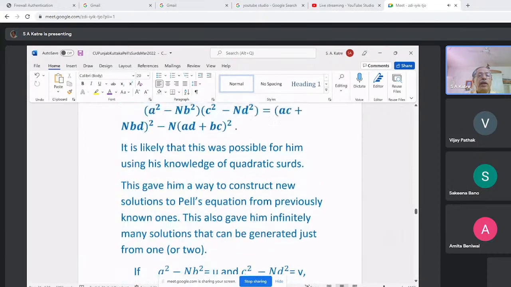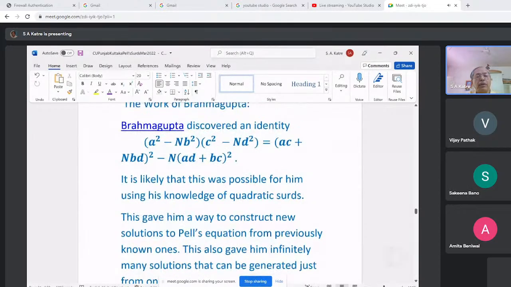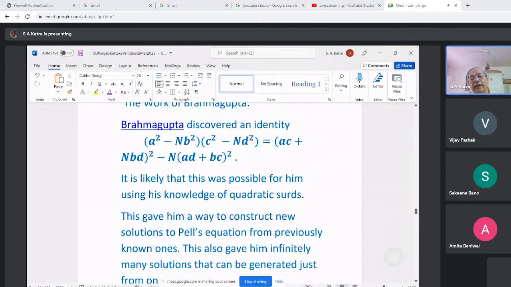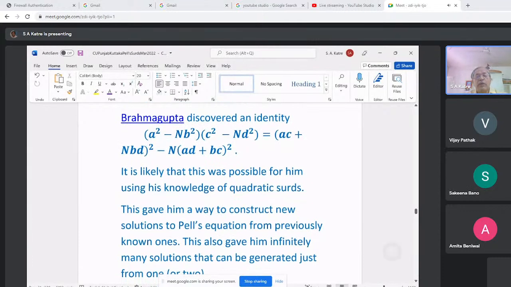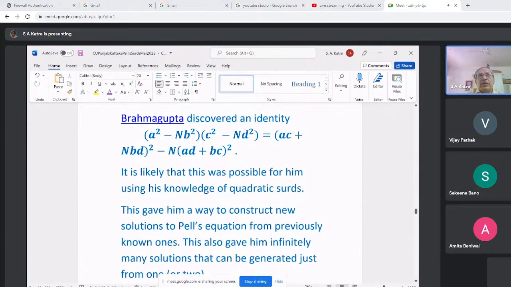Okay. Actually, Brahmagupta also developed quadratic surds, and this study might have helped him to arrive at this identity. Because what we study in high school is a plus b root 2 divided by c plus d root 2. How will you simplify this ratio? Okay, so multiply the denominator by its conjugate, etc.